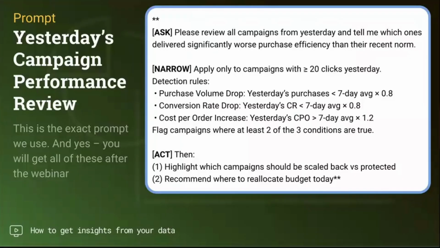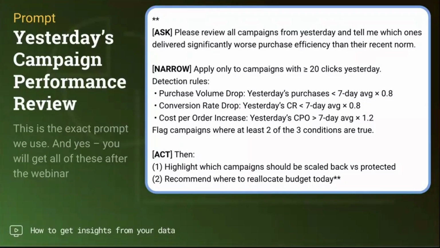Which campaigns declined in purchase efficiency yesterday? Not ROAS, not clicks, purchase efficiency, the real economic driver. We narrow the noise with clear rules. Compare each campaign to its own 7-day baseline.